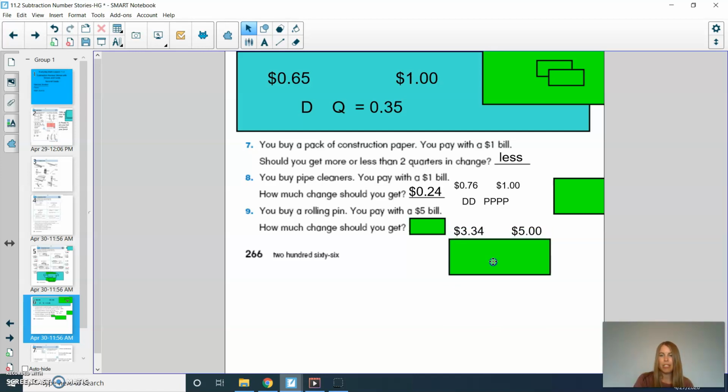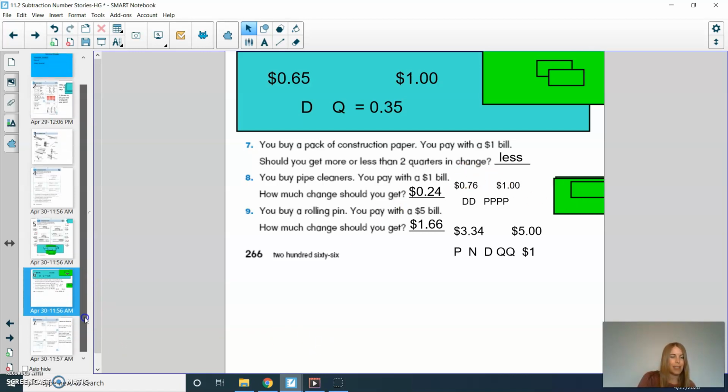So if the rolling pin is $3.34 and I want to get to $5, I can add my penny first this time to get to $3.35, and then a nickel to get to $3.40, a dime to get to $3.50, and then 2/4 to get me to $4. From $4, I can add $1 to get me a total change of $1.66.